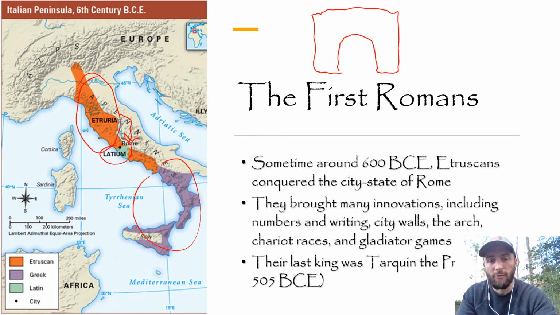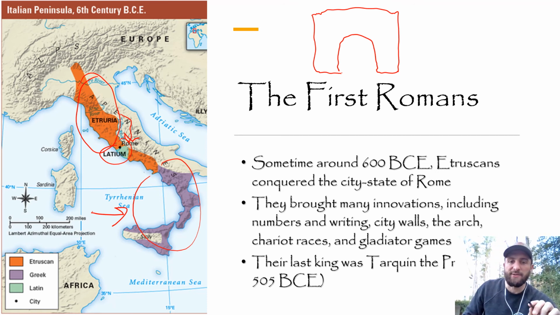When it came to religious influence, a lot of that came from the Greeks, these people down here. Now, the last Etruscan king was a man named Tarquin the Proud. I know you guys can't see it, but he ruled from 535 BCE to 505 BCE. And he was very harsh and very strict. He enforced a lot of strict punishments on the Latin people, to the point that he eventually got overthrown. All right, the Latins couldn't stand him anymore. The Roman people in general couldn't stand him, and they overthrew him from power.